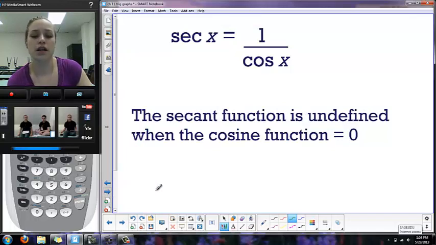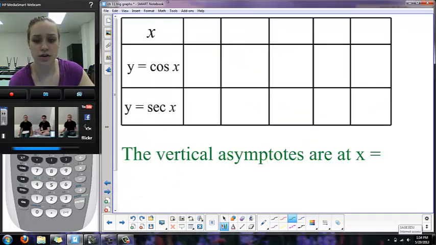The secant function is undefined when the cosine function is equal to 0. So let's go through that same thing again. We're going to check it at 0, 90, 180, 270, 360.